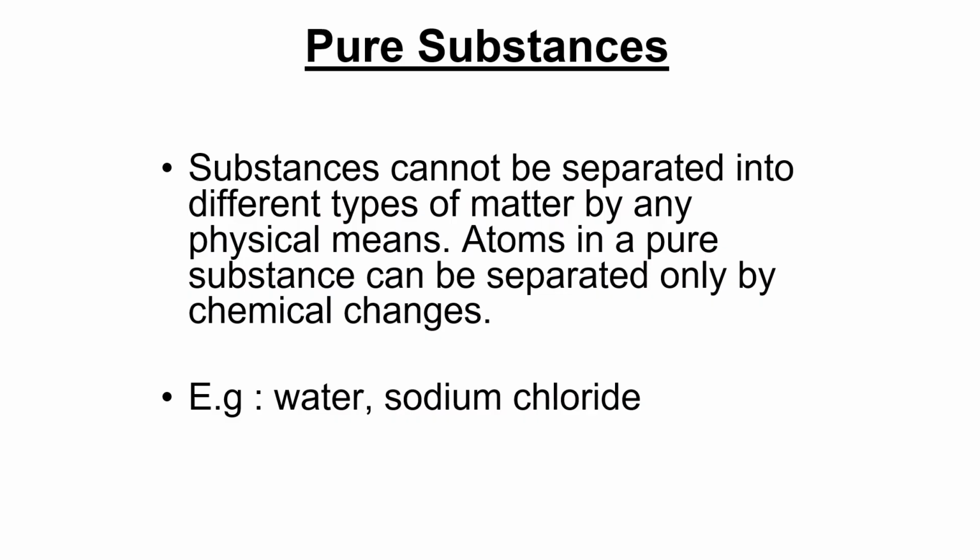Here are the definitions of the terms used in the discussion. Pure substances: substances that cannot be separated into different types of matter by any physical means. Atoms in a pure substance can be separated only by chemical changes. Example: water, sodium chloride.